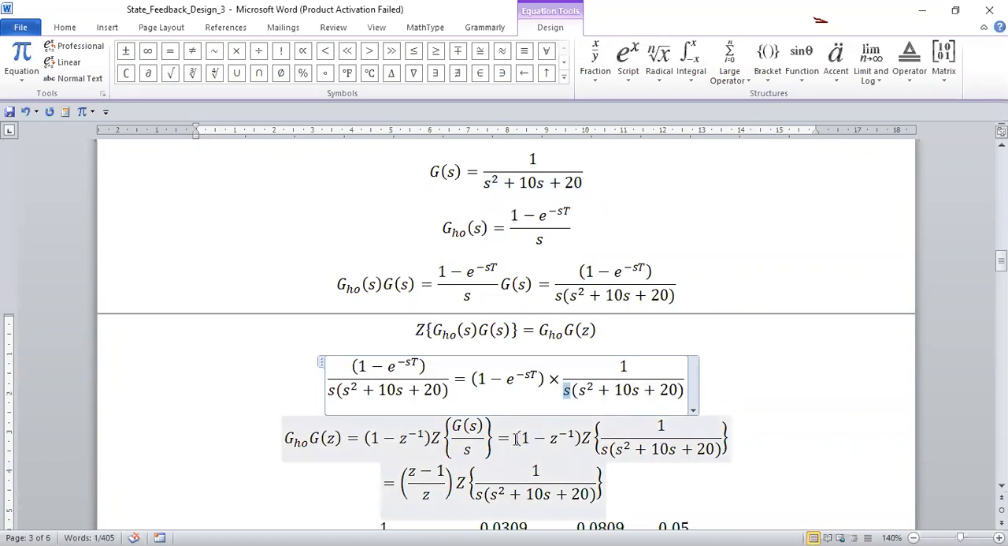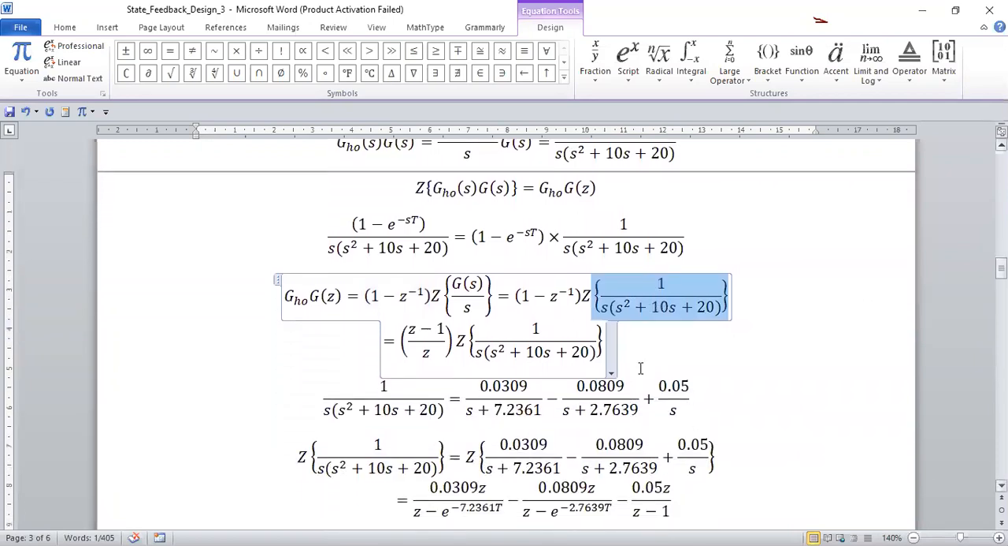So since we've got the Z transform of the first part of this one, it's just remaining for us to get the Z transform of this. Then after that, we just multiply the result of this expression with this we have here. So further simplification of this highlighted expression gives you this one. Then we want the Z transform of this.